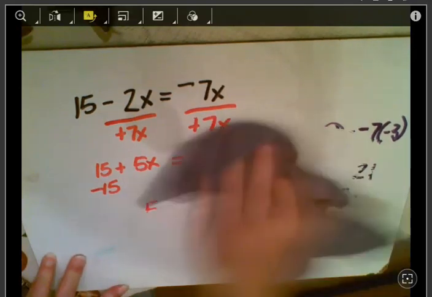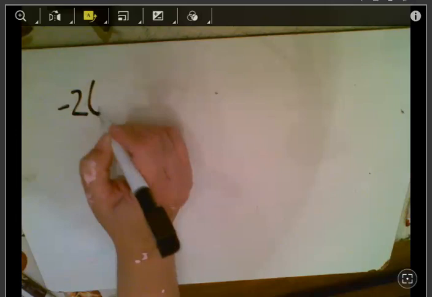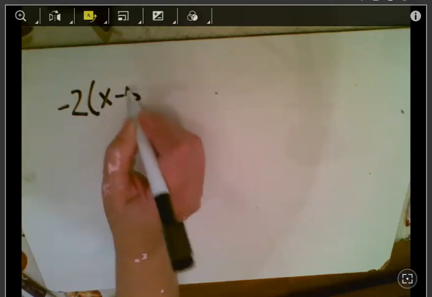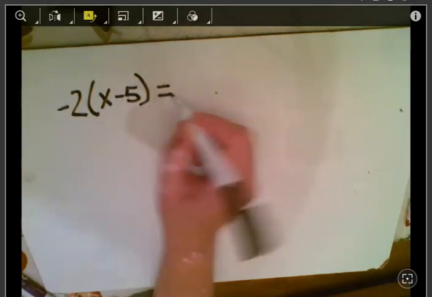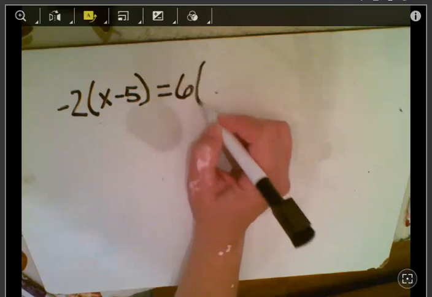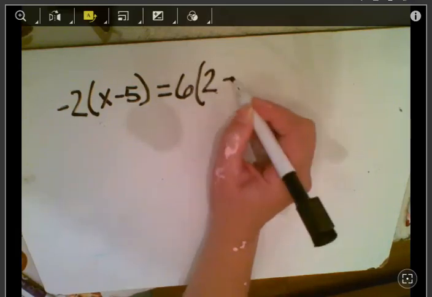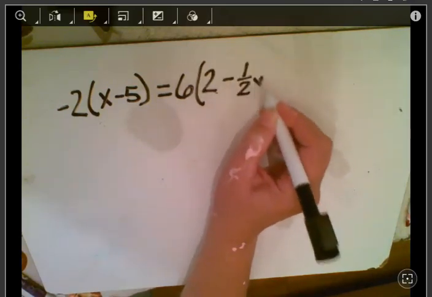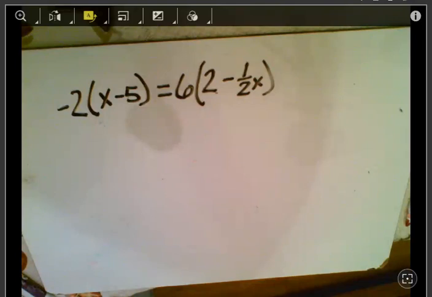I have another one to put on here for us to try, just to see if you understand it. It's going to be more complicated, so bear with me. We're going to have negative 2 times the quantity x minus 5, end of the quantity, equals 6 times the quantity 2 minus a half x. Again, you're going to notice that we have the x's on both sides of the equation, but it looks way more complicated. So we need to distribute.